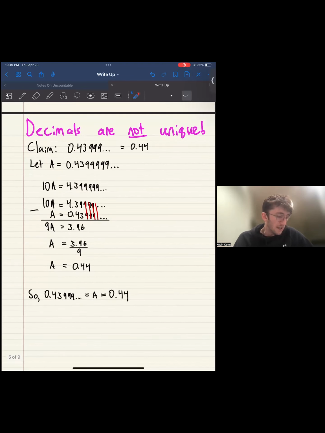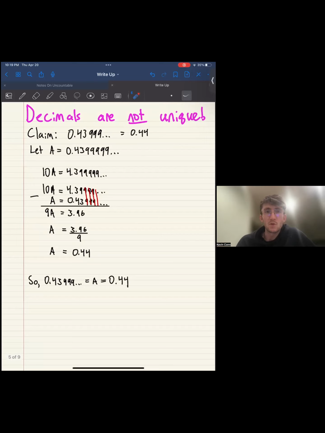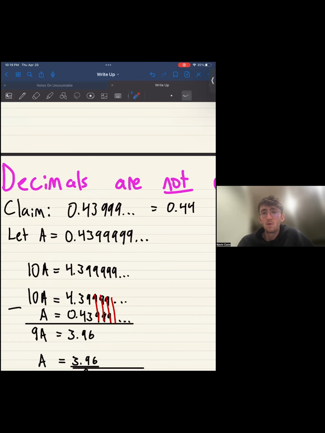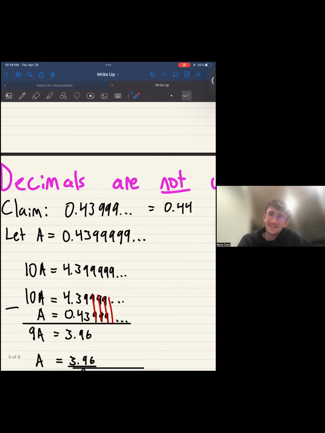So now we will look at how decimals are not unique. My claim is that 0.43999999 repeating is the same as 0.44. And you might be thinking to yourself, what is this guy smoking? I know it's April 20th, but you've got to be kidding me. These numbers are clearly not the same. I claim that they are.